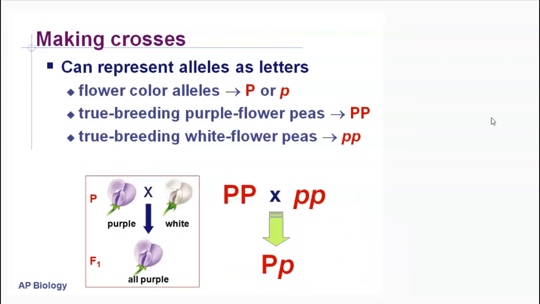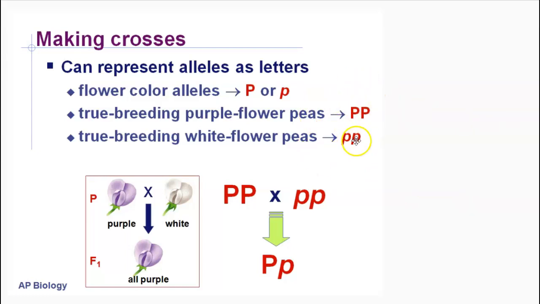Remember that we can use letters, uppercase and lowercase letters, to designate the genotype. Like if we're talking about purple and white here, we could use a big P and a little p. And so if you see the word true breeding, that means that it is homozygous, which means two of the same letter. So a true breeding purple would be two big P's, and so that's shown right here. And a true breeding white would be two little p's, so that's right here.